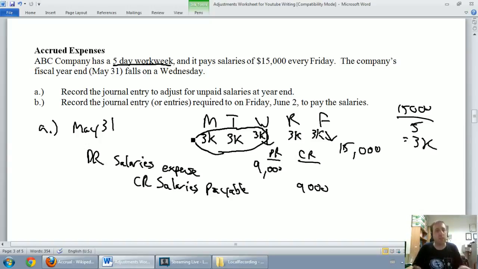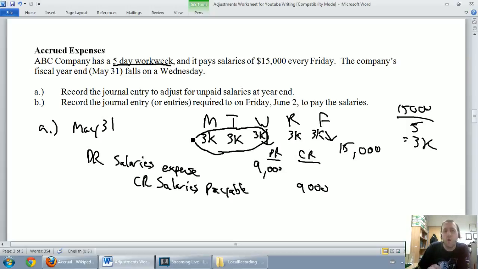That, again, is what makes this an adjustment. We've just got to know, okay, it's our fiscal year end. Let's figure out how much salary we owe and do the adjustment. So, again, that's why adjusting journal entries are tricky. There's no transaction on the day. We've just got to know how much salary is built up. That's how much we owe.